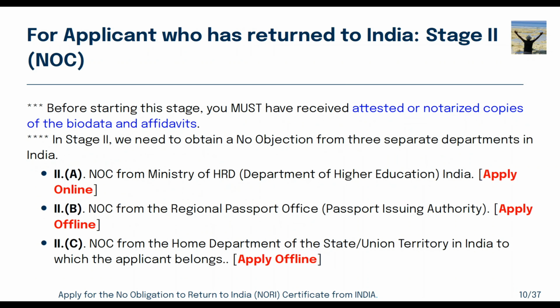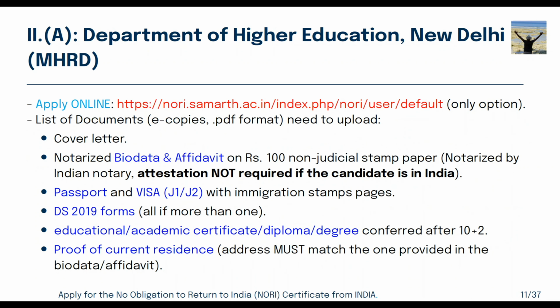Now I am going to explain stage 2. This stage is valid for all scenarios, whether you are in the USA, in India, or in a third country. You have to take no objection from the departments: the Ministry of HRD, the regional passport office, and the home department of your state. Kindly note that the NORI website from the MHRD has changed. The earlier link was different. Now this is the new link, and you have to apply through this link.